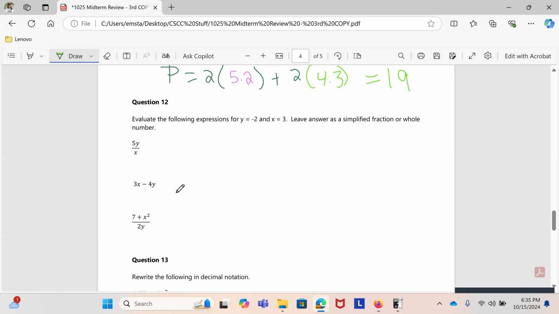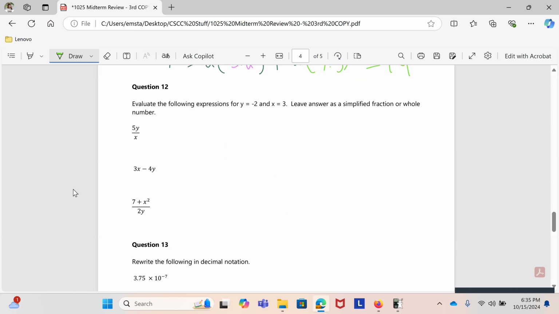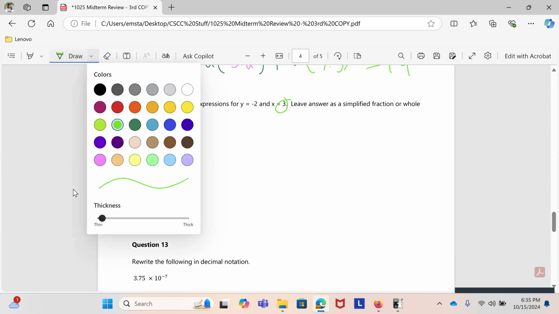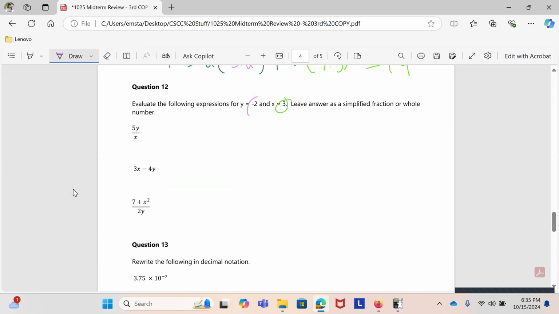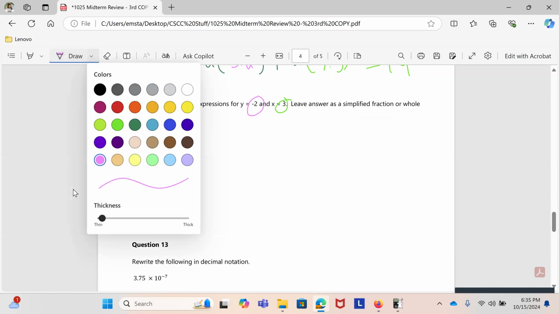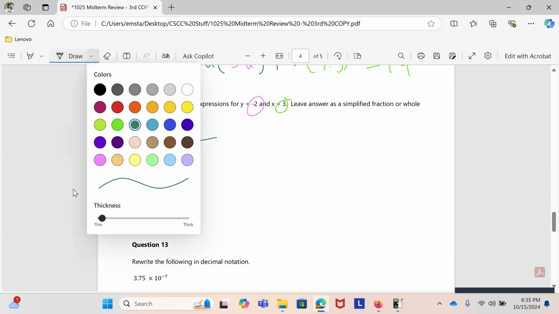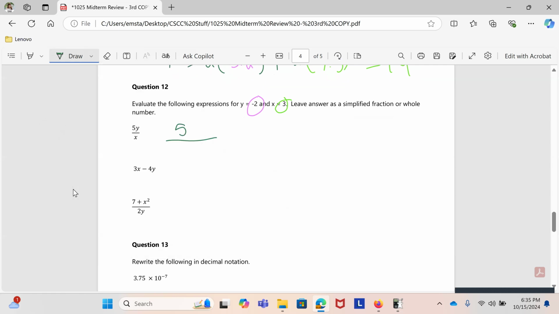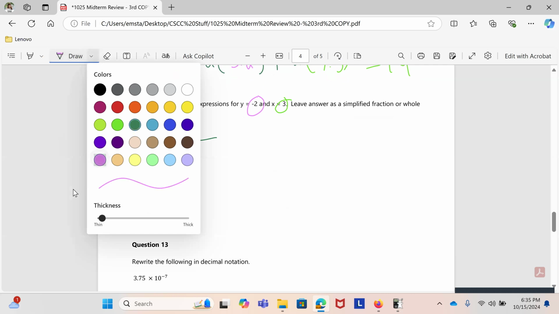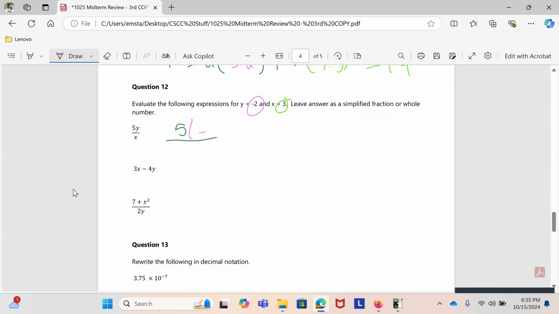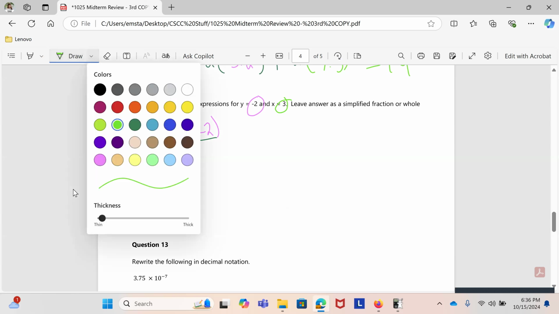12 is very similar, but 12 we're going to be evaluating expressions. Same idea, we're going to be replacing x with 3, y with -2. So again, I'll keep stuff in dark green that we're not replacing. So I have 5, and then the fraction bar stays the same. Everything else is going to change. What goes in place of y? -2, perfect. And what goes in place of x on the bottom? 3. Perfect.